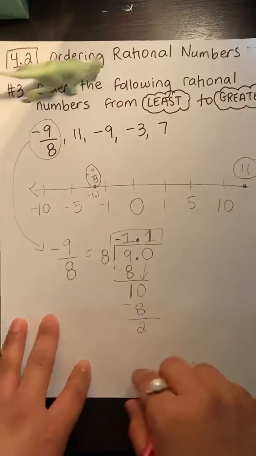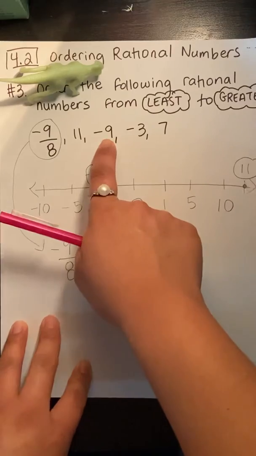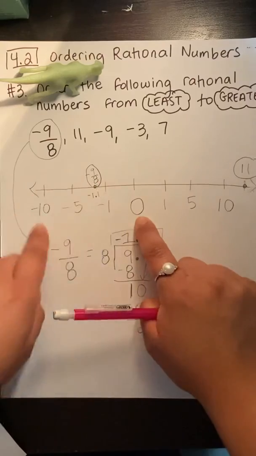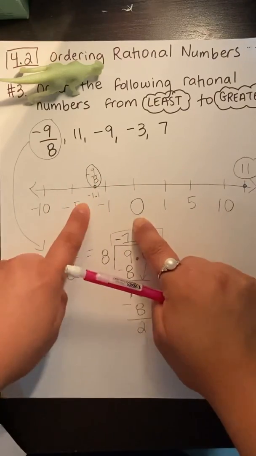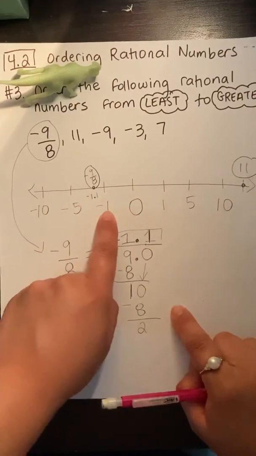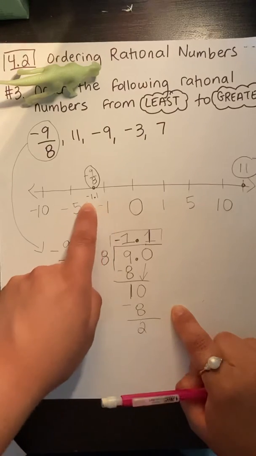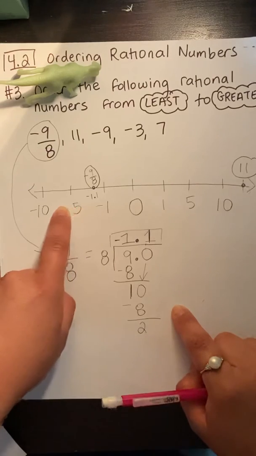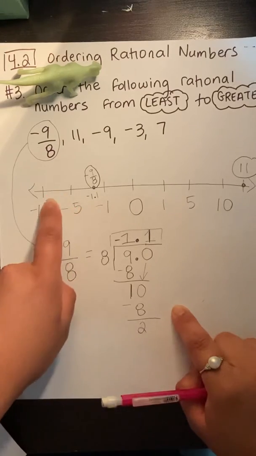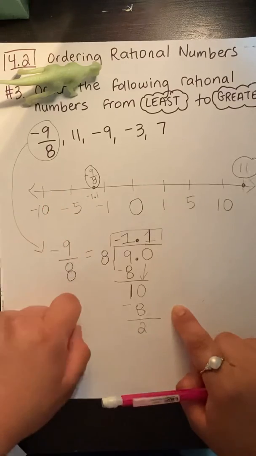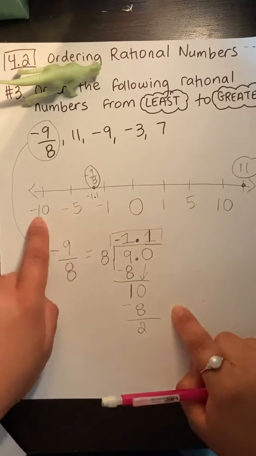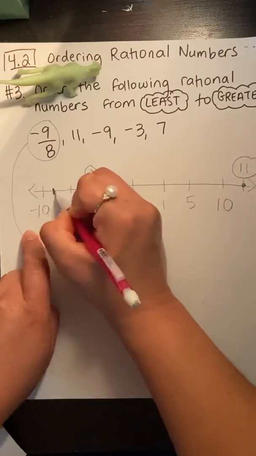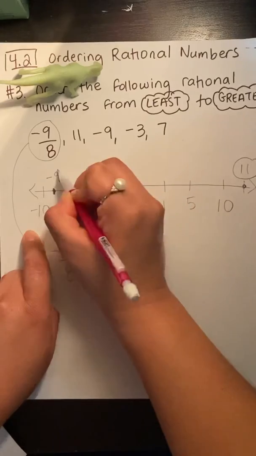My next number is -9. Because it's a negative, it's going to be to the left of 0. So let me start at -1. I know it's going to be further to the left. It's going to pass -5 and not past -10. It will be in between -5 and -10, right before I reach negative 10. That is where negative 9 goes, and I'm going to circle it.